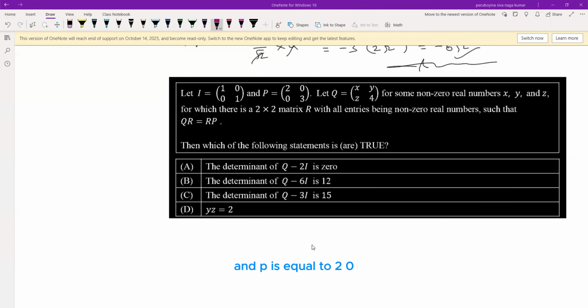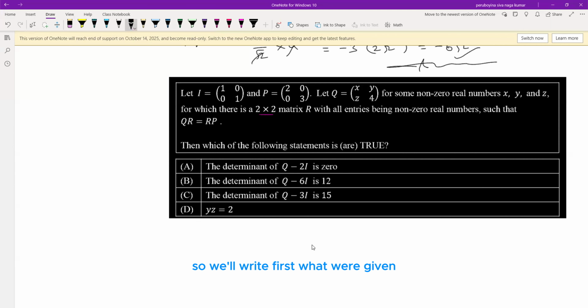And P is equal to [[2,0],[0,3]], a complete matrix was given. And Q, some elements are hidden like X, Y, Z, and 4 was given. For some non-zero real numbers X, Y, Z, for which there is a 2 by 2 matrix R such that, with all entries being non-zero real numbers, and he said 2 by 2. So this is important, 2 by 2 matrix.